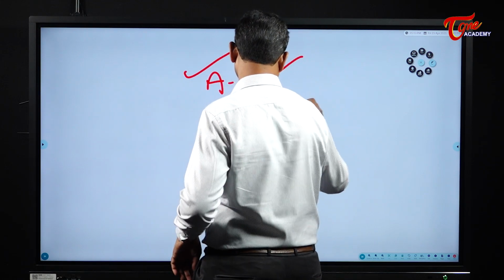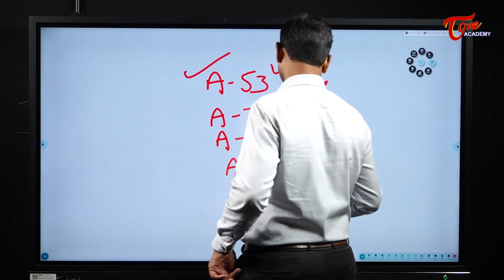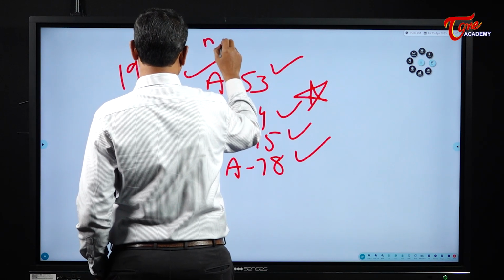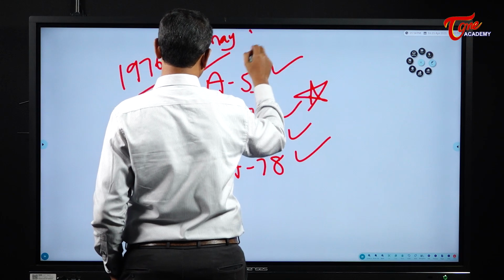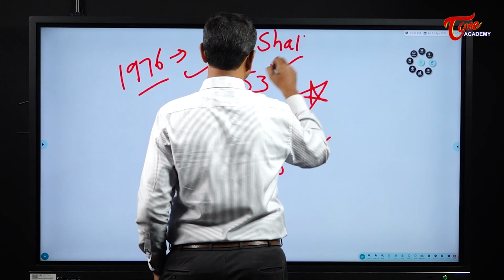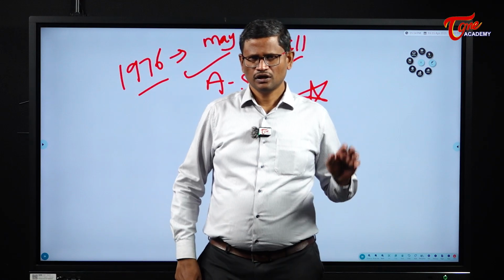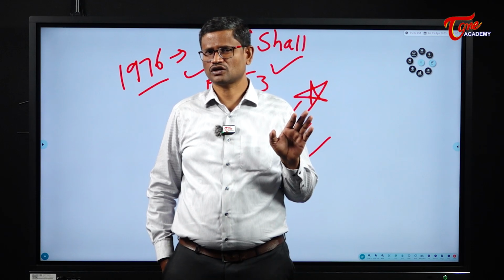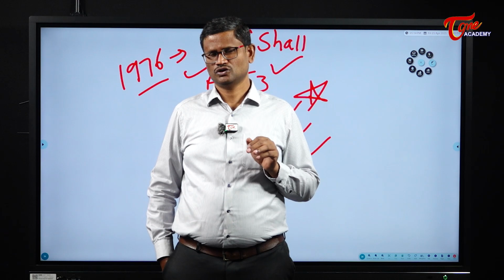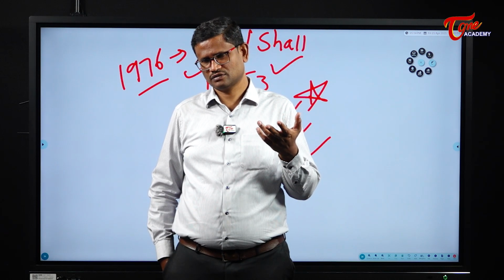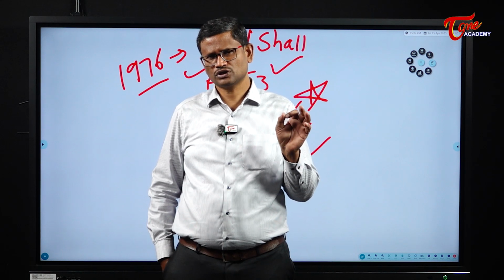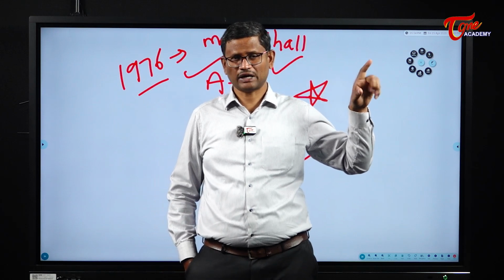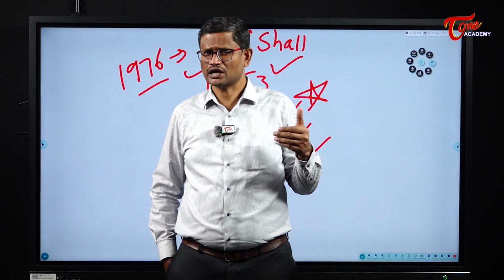Then the next one is Article 74. This article is very important. The reason is, before 1976, the word used in the article is "may". Later on in 1976, it was replaced with the word "shall", which means Article 74 says the President shall act on the aid and advice of the Council of Ministers headed by the Prime Minister. So before 1976, before the 42nd Amendment, the word used in the article is "may". The President may act on the aid and advice of the Council of Ministers headed by the Prime Minister, which means "may" could also mean "may not".